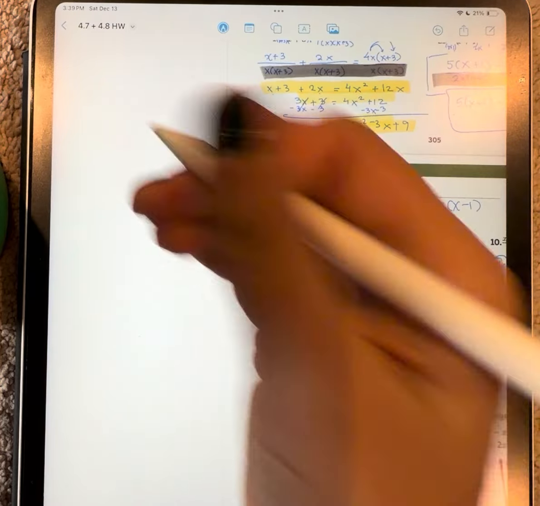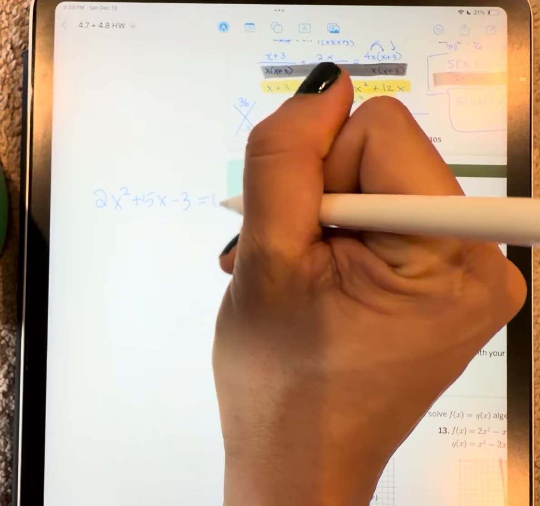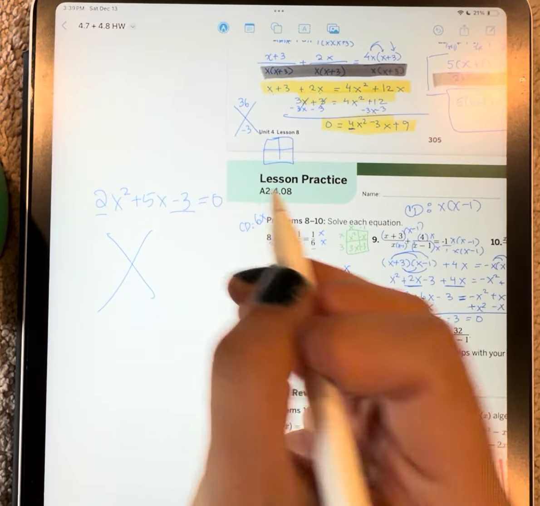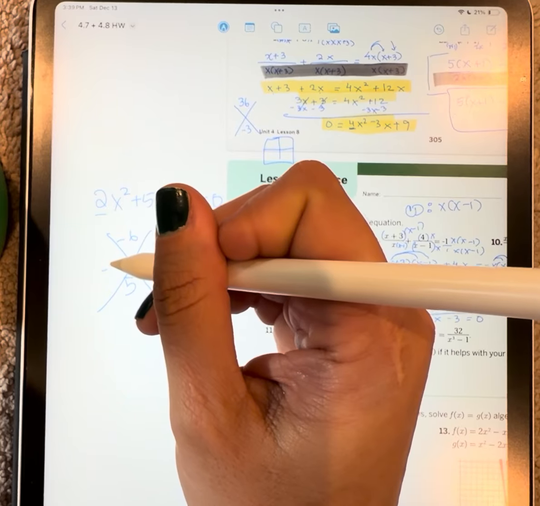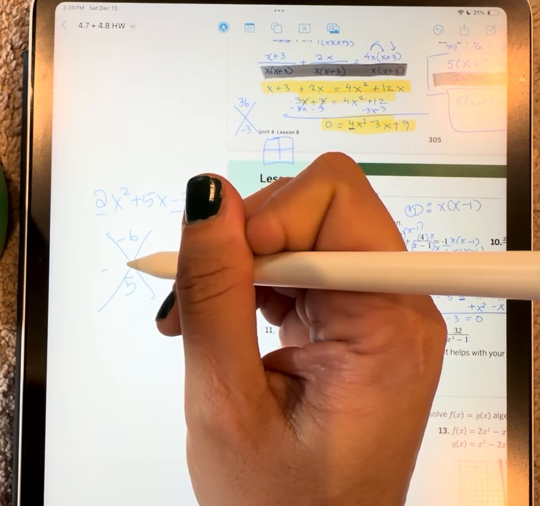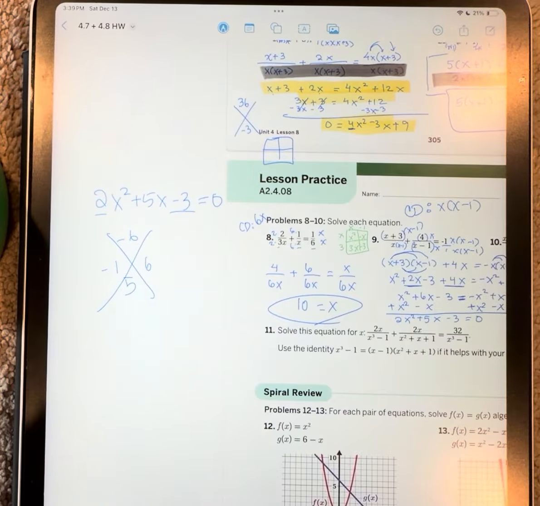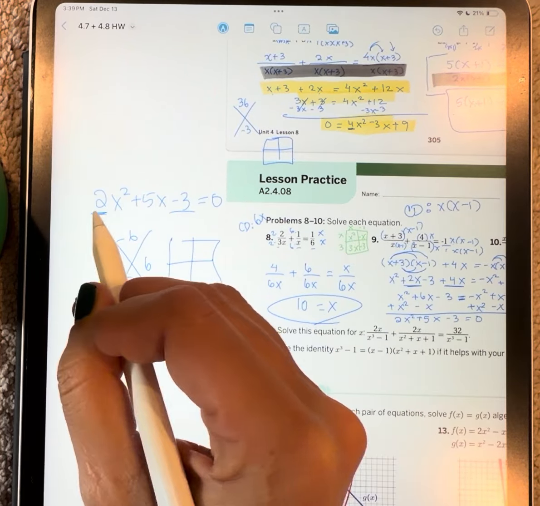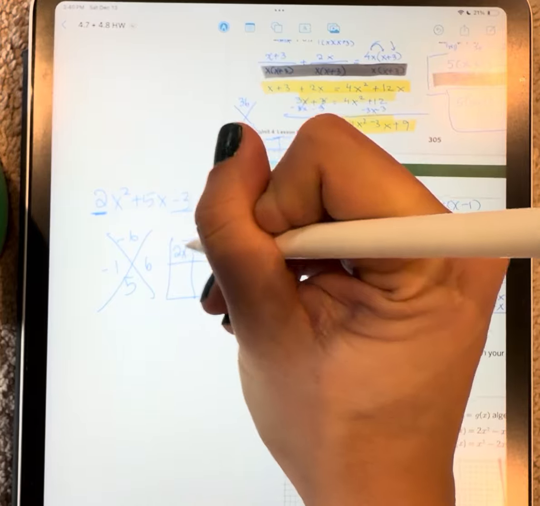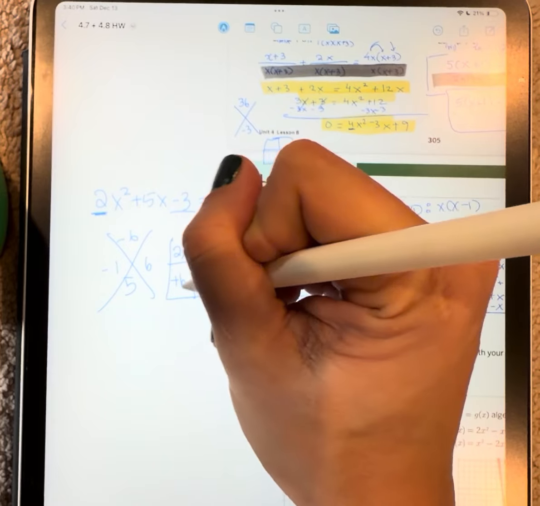Let's come over here to solve 2x squared plus 5x minus 3 equals 0. What multiplies to negative 6 and adds to 5? How about... why am I being weird? Negative 1, positive 6? Negative 1 and positive 6. And then now, box, because there's a 2 here. So 2x squared minus 3 minus 1x plus 6x.